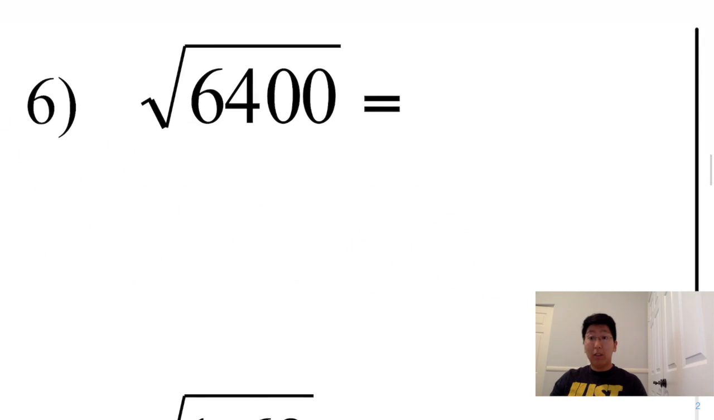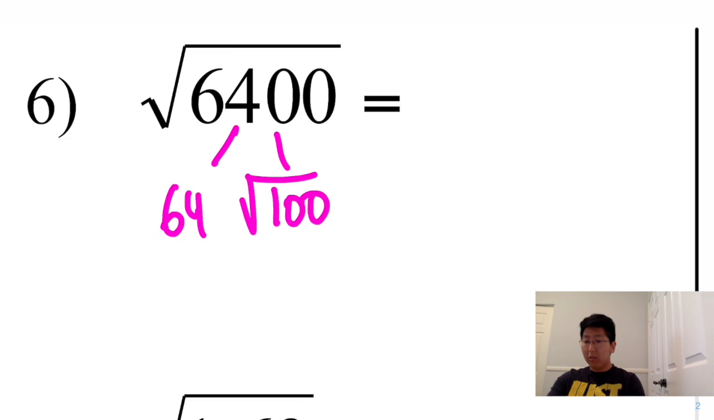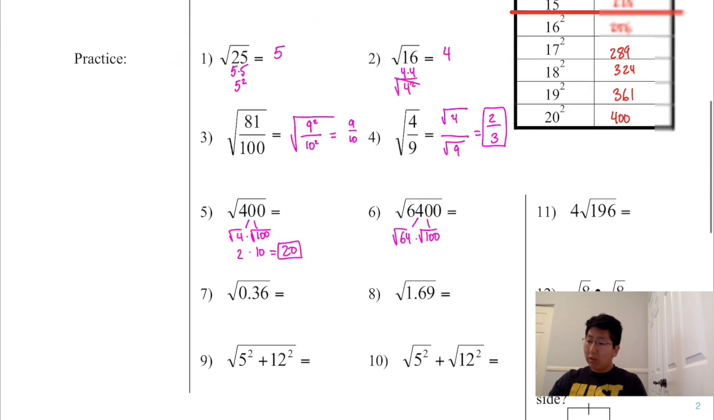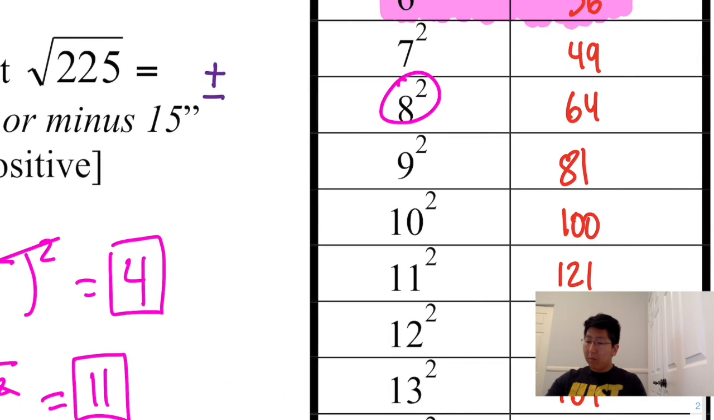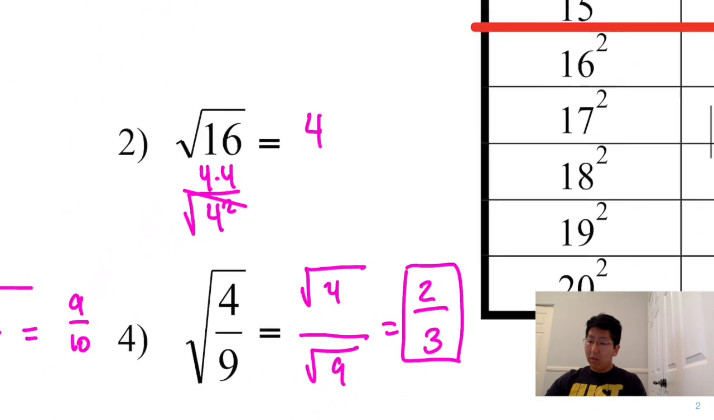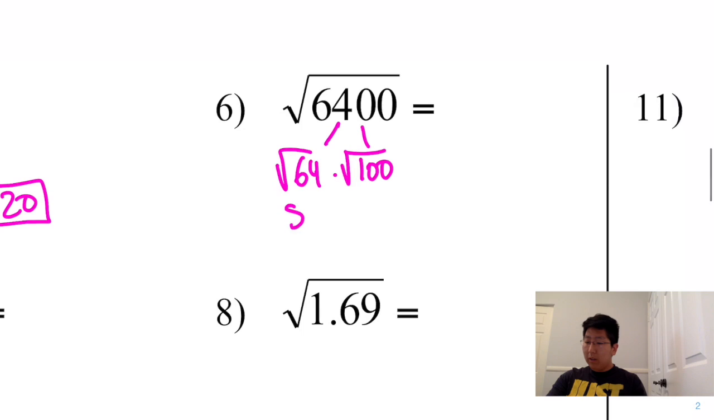Next, 6,400. I'm going to break this up into 64 times blank. Do you know what 64 times blank equals 6,400? It's going to be 100. So the square root of 64 times the square root of 100. Let's see if 64 is on this list. Right here, it's 8 squared, and 100 is 10 squared. So this is going to be 8 times 10, which is 80.